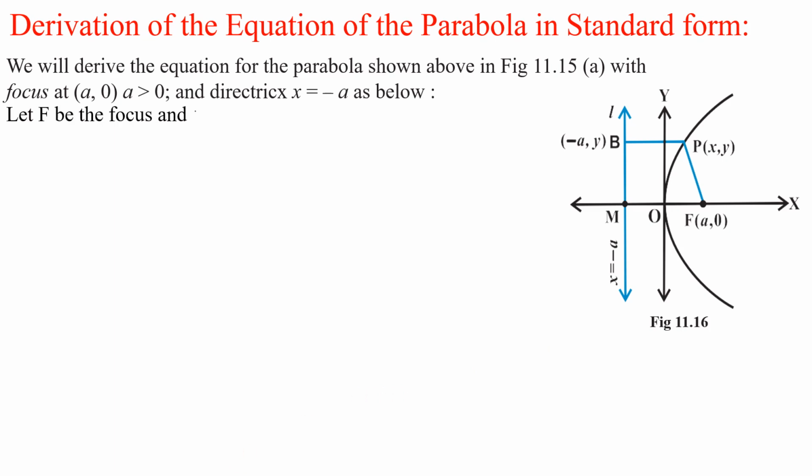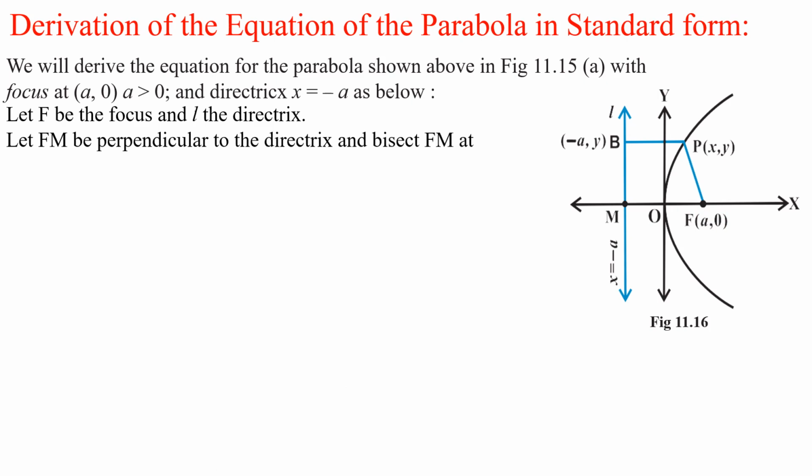Let F be the focus and L be the directrix. We have assumed this point F is the focus of the parabola and the line L is the directrix of the parabola. Let FM be perpendicular to the directrix and bisect FM at the point O. Produce MO to X.